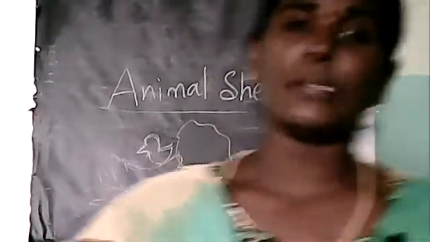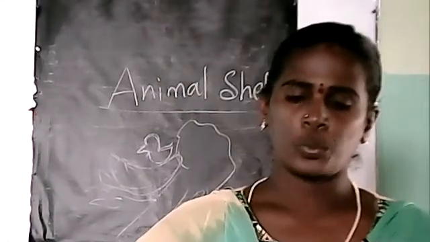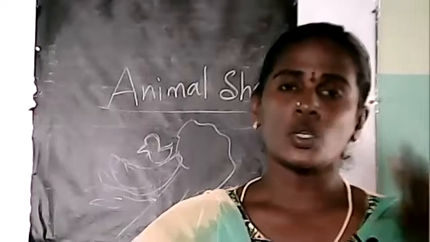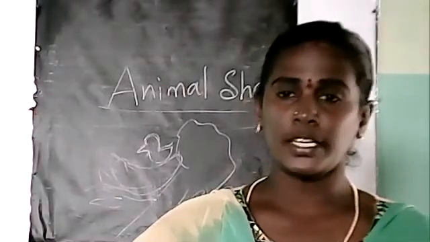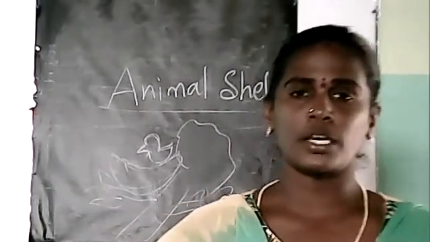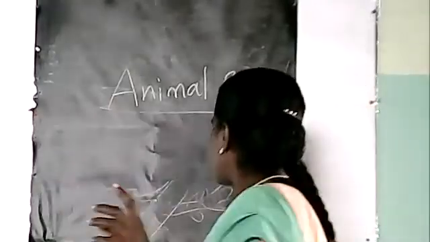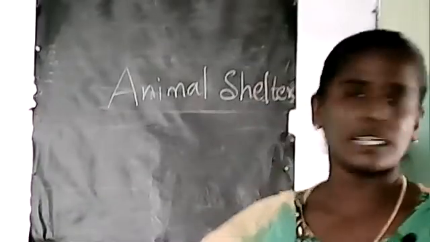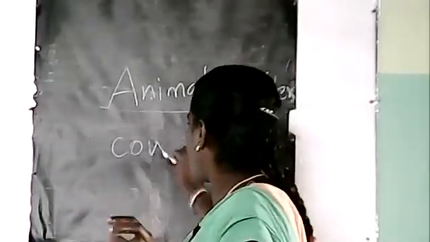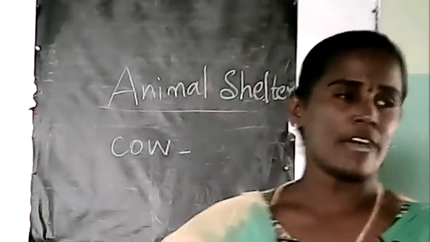So have you seen the animals? Name some pet animals which you see. Dog, cat, cow. Have you seen these animals? So where do these animals live? They live in a house itself, along with us. Where do these animals live? Where does the cow live? Have you seen? Does the cow live inside our house? No. Where does the cow live?